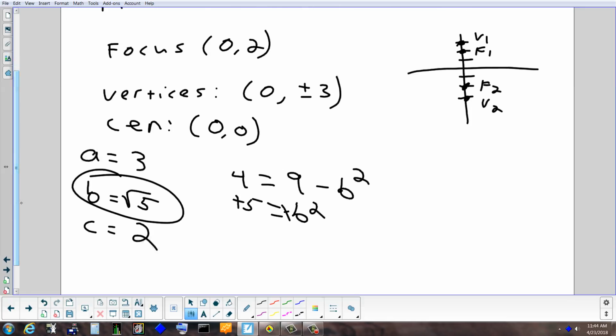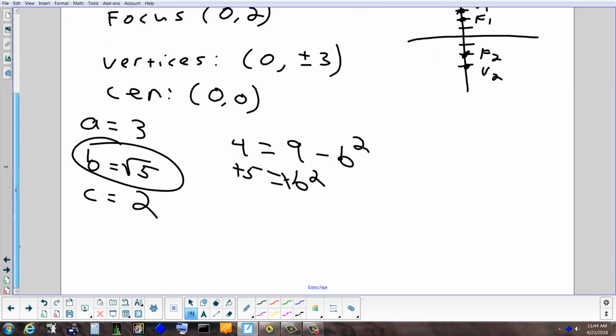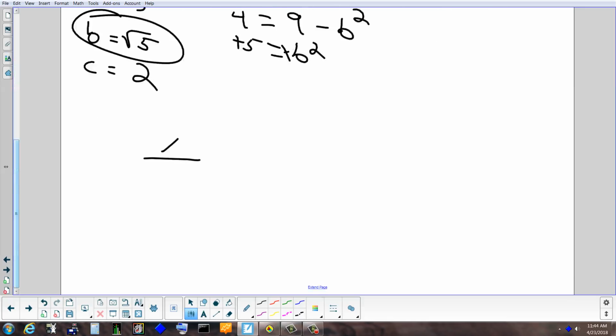Okay. So every equation for an ellipse starts like this. X squared, y squared equals 1. You just have to decide where to put the bigger number first, and then what it is. So bigger number under x or under y.